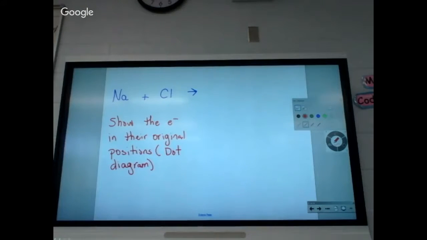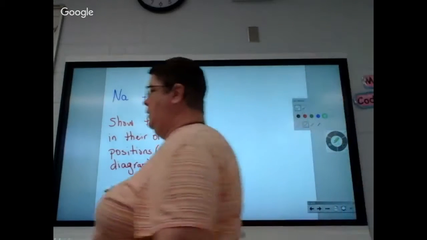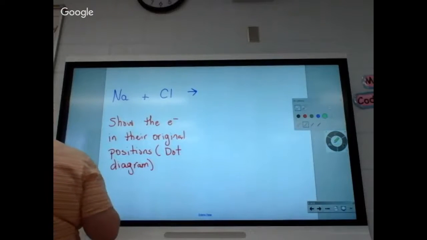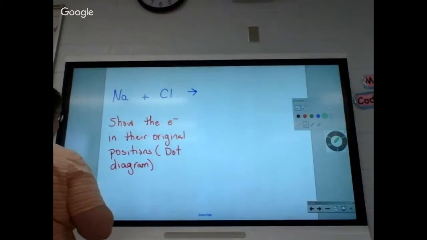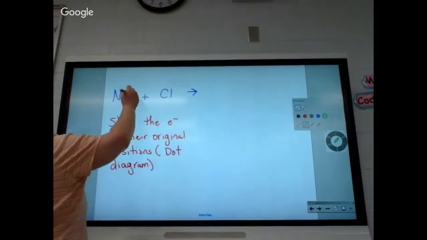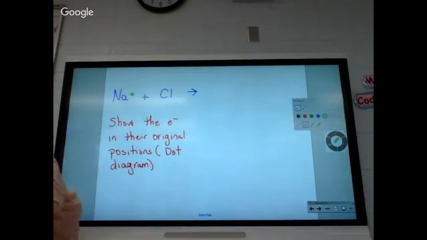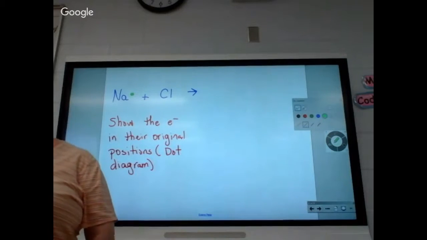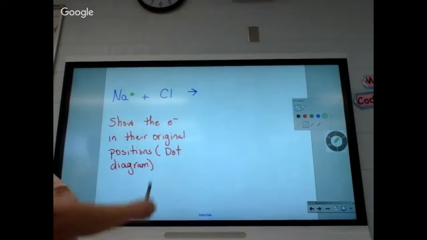So, what group is it in? So how many dots would it have? I hear 1 or I hear 2. One of those is the right answer. Sodium is in group 1, so it has 1 dot. All right, chlorine is where? Group 17, so it has how many? Okay?